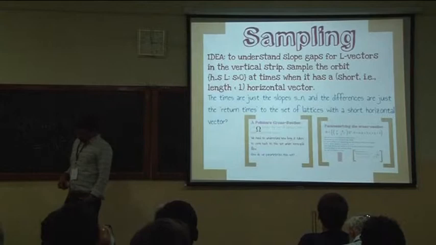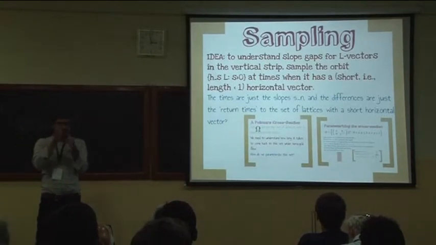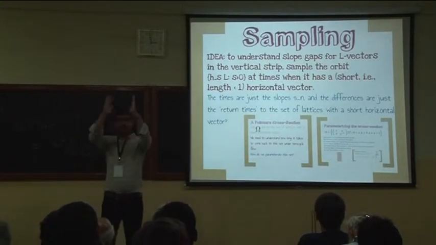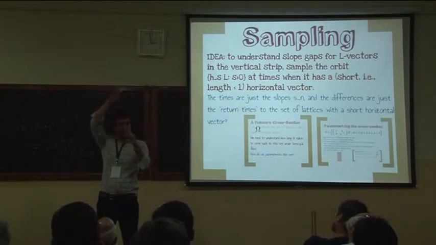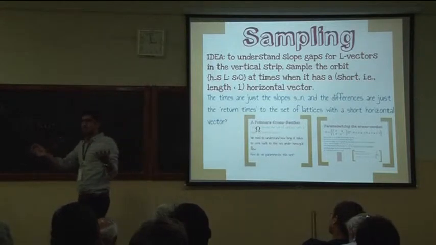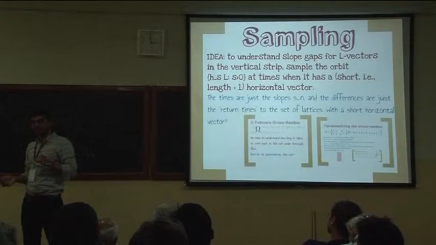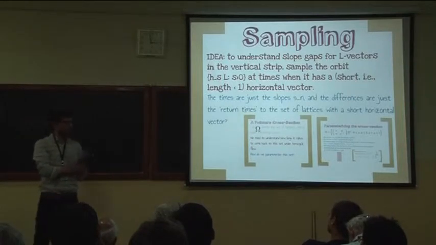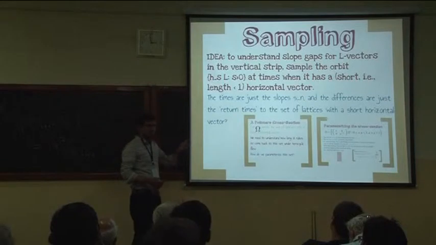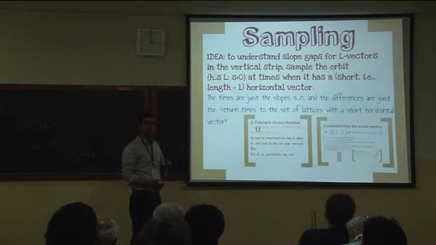So what's our idea? Remember, we are interested in the differences in slopes. So I have my vertical strip, I have my vectors, and I want to understand what the differences are. I'm very bad at subtracting. So what I do is I run my flow until I'm allowed to subtract 0. I run my flow until I have a horizontal vector. Then the difference in slopes will just be the smallest positive slope of a vector in this strip. So since I'm bad at subtracting, I'm going to sample at times where I'm allowed just to subtract 0.